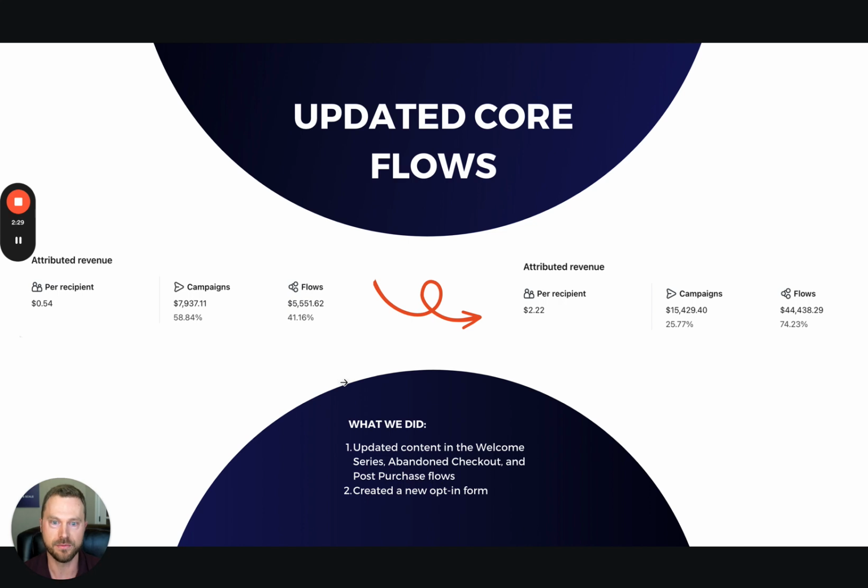So first we started with updating their core flows. What we did is we updated the content in their existing welcome series, abandoned checkout, and post-purchase flows. And then we also created a new opt-in form so we could increase the opt-in conversion rate to get more people going into that welcome series and more people on the list, but also more people converting into that first purchase. And you can see here the difference in revenue when you're looking at the flows specifically. From 2 months prior it was at 5,551, and it jumped up to 44,438. And that was just by updating some of these core flows. And we also did some other work, and I'll talk about that.